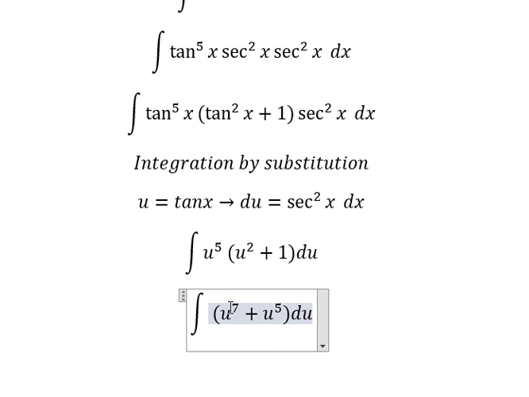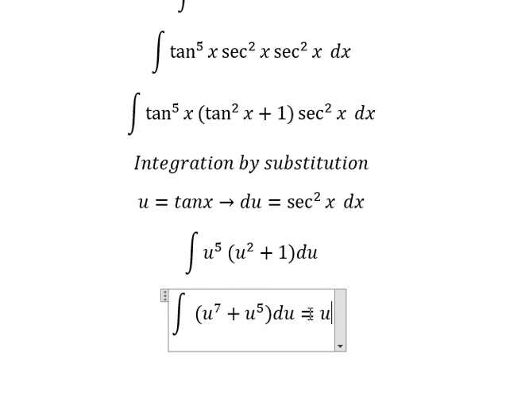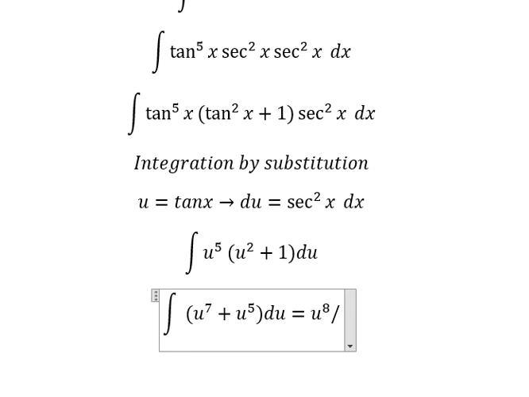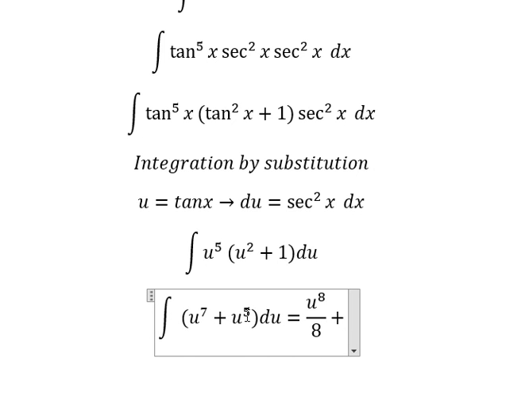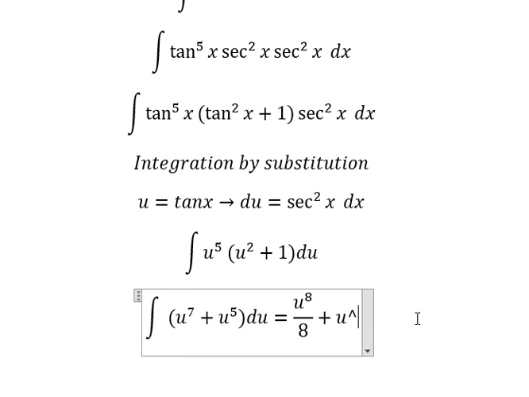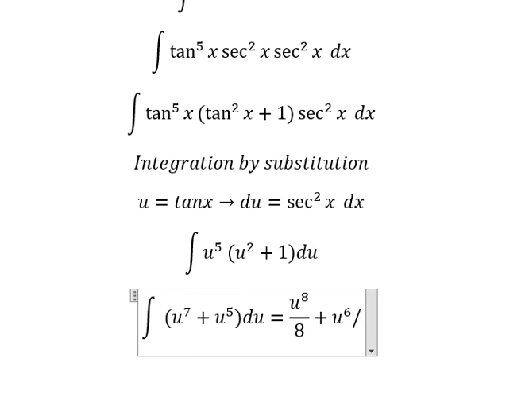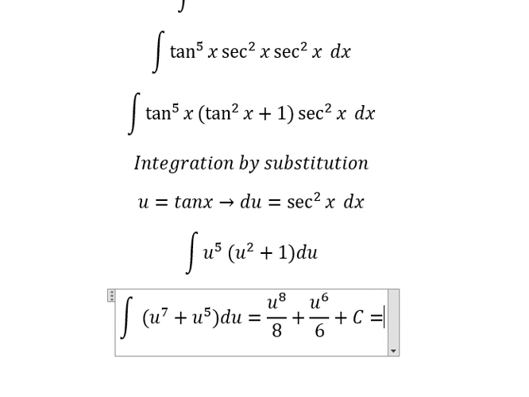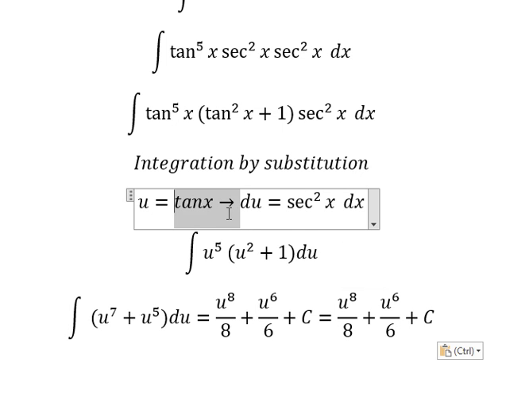The integration of u to the power of 7, you get u to the power of 8 over 8. This one, you get u to the power of 6 over 6. And we put plus c. For u, that is tan s.